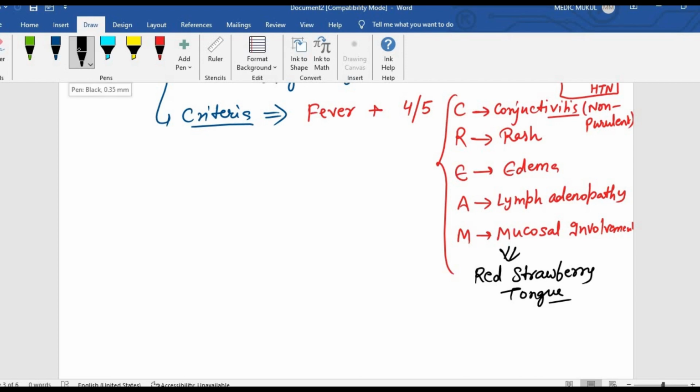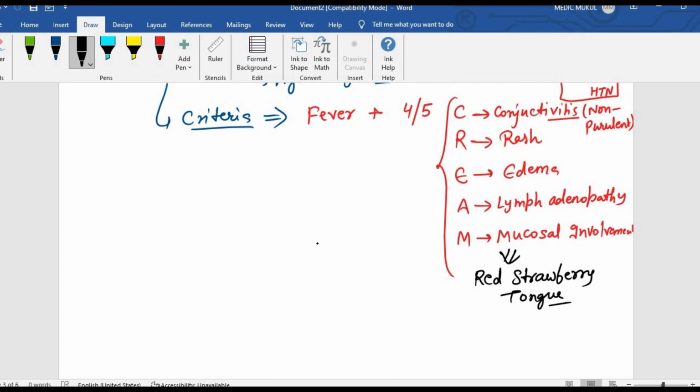Okay. Now tell me, strawberry gums are seen in Wegener's granulomatosis, very right, clapping for you. Then we have the red vagina, everyone knows this, strawberry vagina. That is Trichomonas vaginalis. This one you all remember. Okay, the fever plus 4 of 5: conjunctivitis, rash, edema, lymphadenopathy and the mucosal involvement, that is the red strawberry tongue.